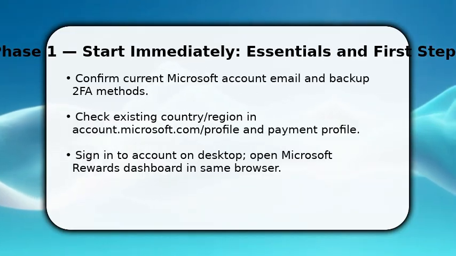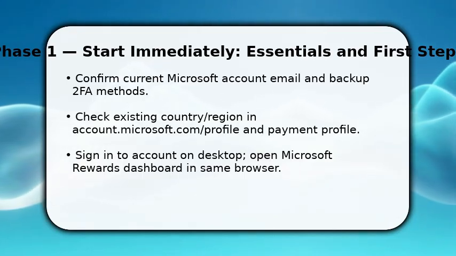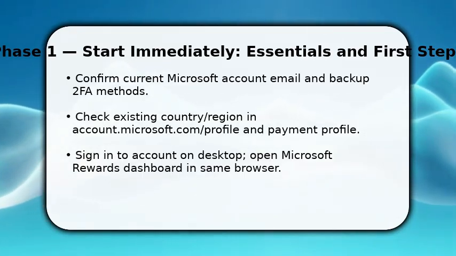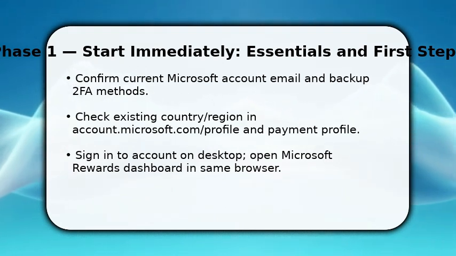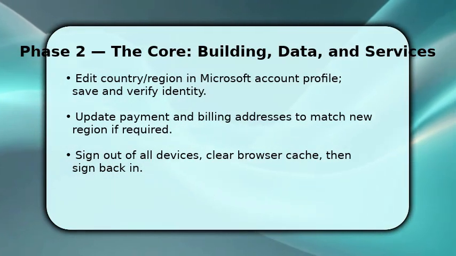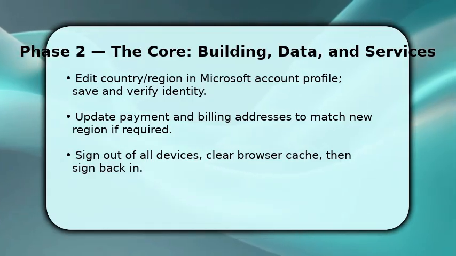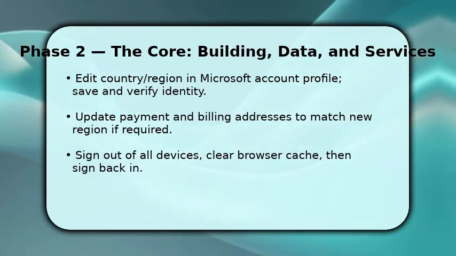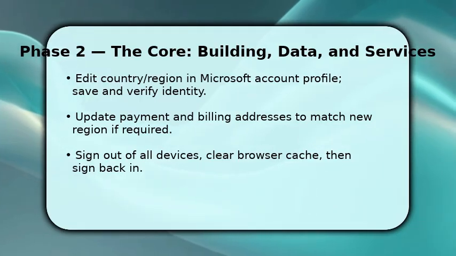Make sure any active redemptions are saved or used because region changes can affect available offers. Now, open Profile and Reward Settings to begin switching the region. Do not skip verification. Next, go to your account profile and choose Edit next to Country or Region. Change it to the desired location, then verify identity if prompted. This is how Microsoft ties rewards availability to region.